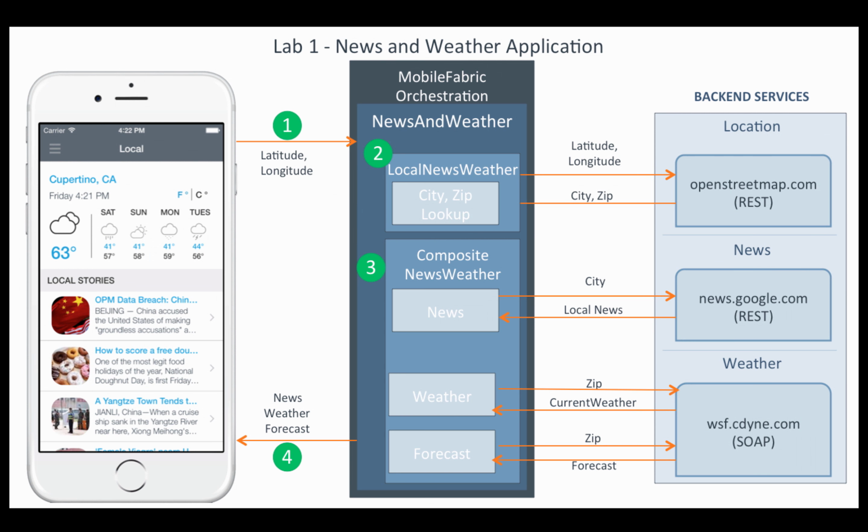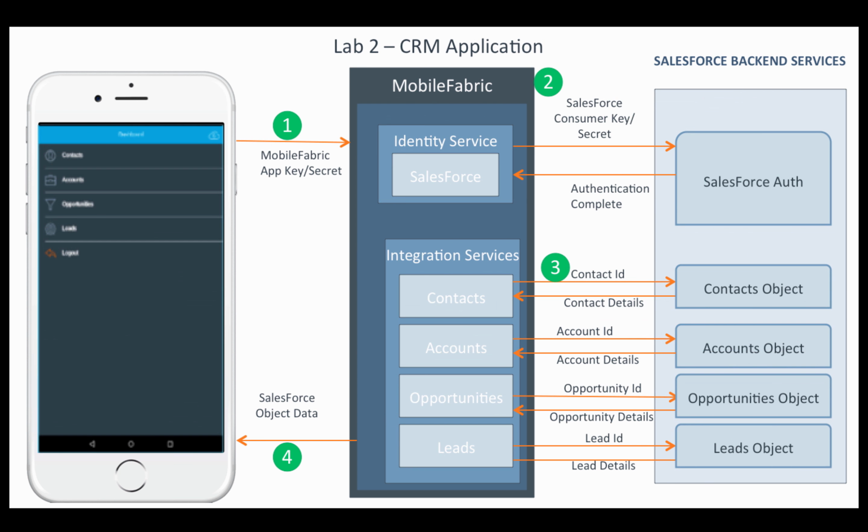In the first lab of the Cordova test drive, we discussed the news and weather application, which demonstrated the use of simple integration and orchestration services that invoke the REST and SOAP services of Google and CDYNE to provide the news and weather information. This application that we will walk you through in this test drive is called a CRM application that discusses the capabilities of the MobileFabric to discover the exposed backend objects of a CRM like Salesforce using identity and integration services.